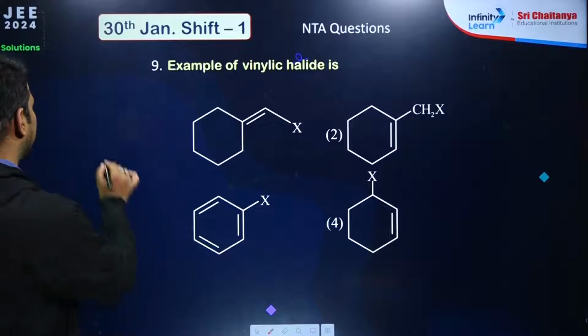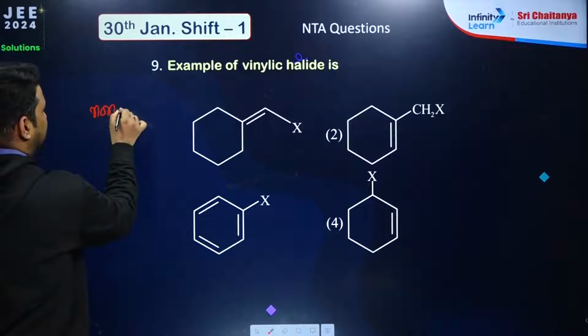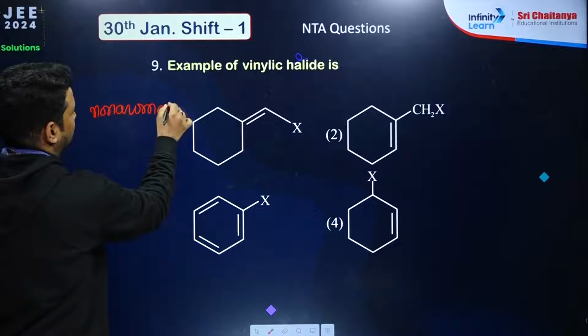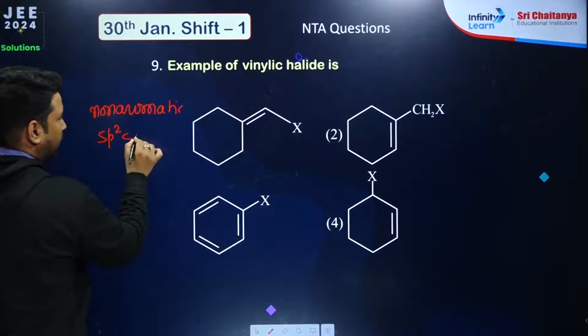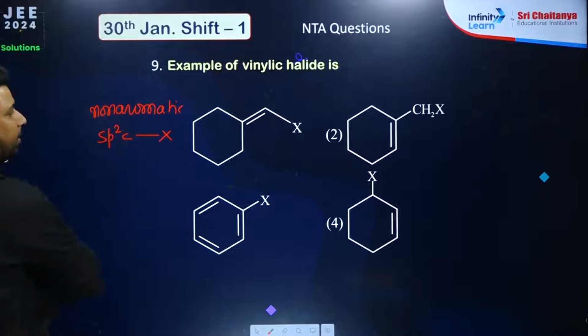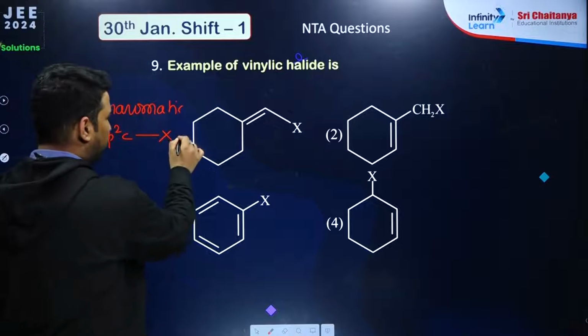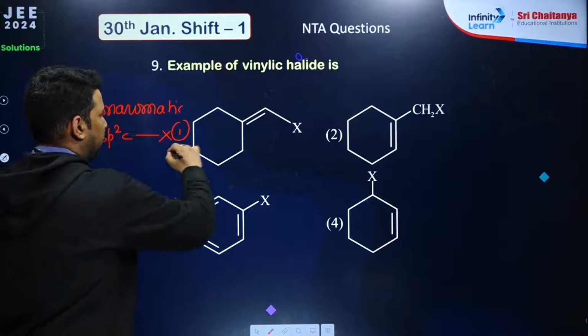Now, vinylic halide. What is vinylic halide? It is a halogen connected to a non-aromatic sp2 carbon. If halogen is connected to that carbon, it will be called vinylic. So, first option is the answer.